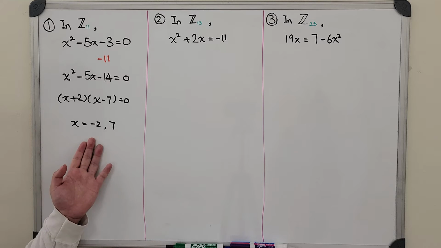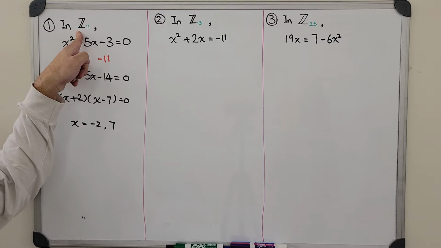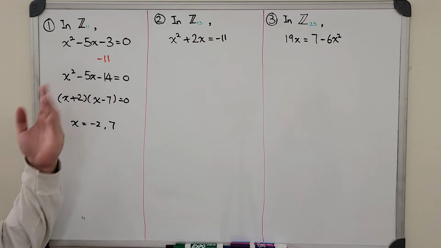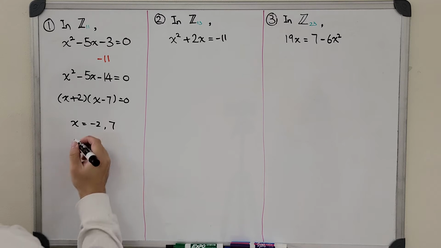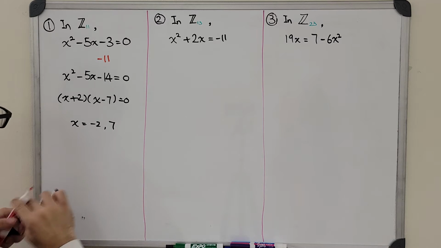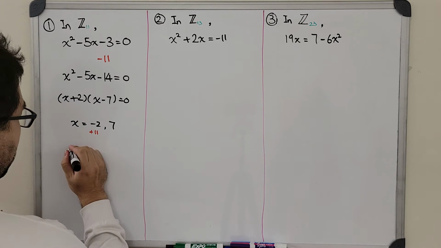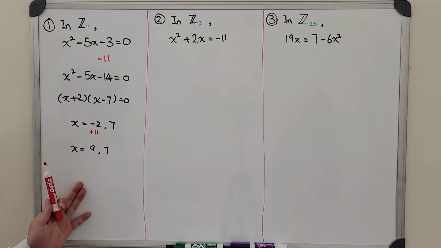But again, this is not done because in Z11, negative 2 is not lying inside. How do we do it? Well, use the definition again. Since Z11 is telling us the remainder after dividing by 11, what is the remainder of negative 2 after dividing by 11? 9, right, because we can just add 11 to find the remainder. Therefore, x is equal to 9 or 7. And that's how we find our solution.